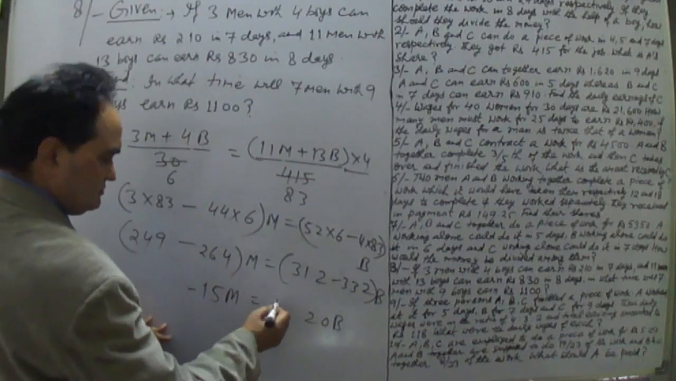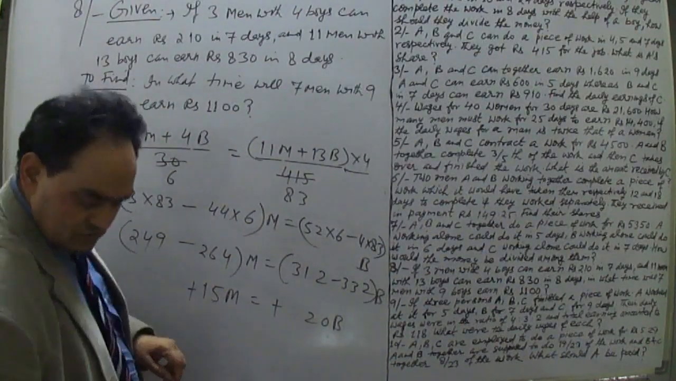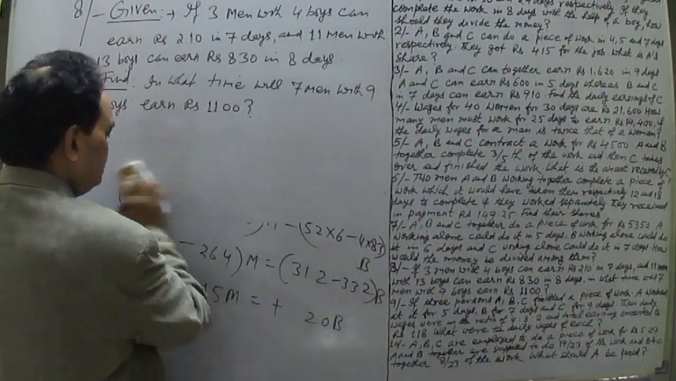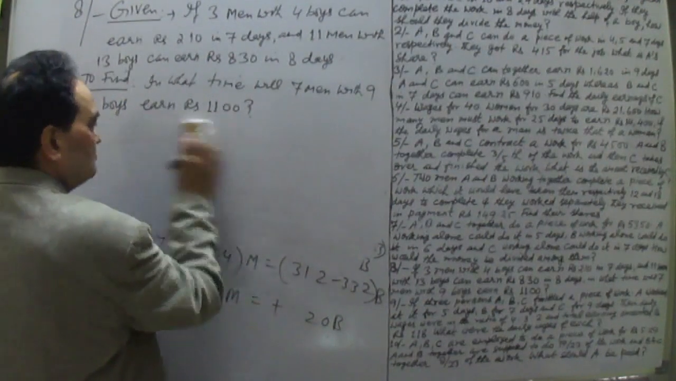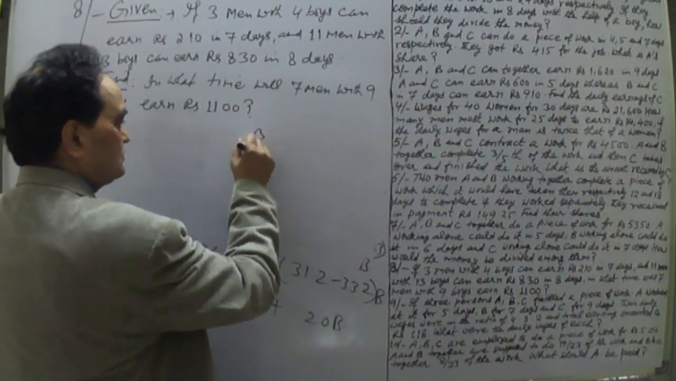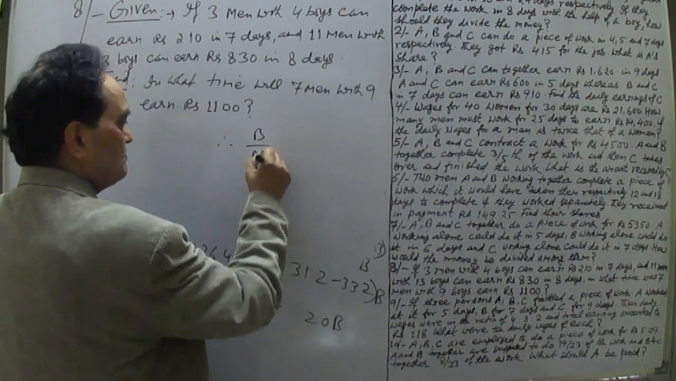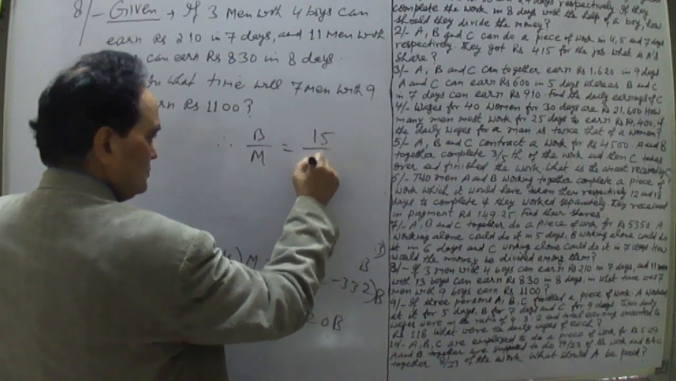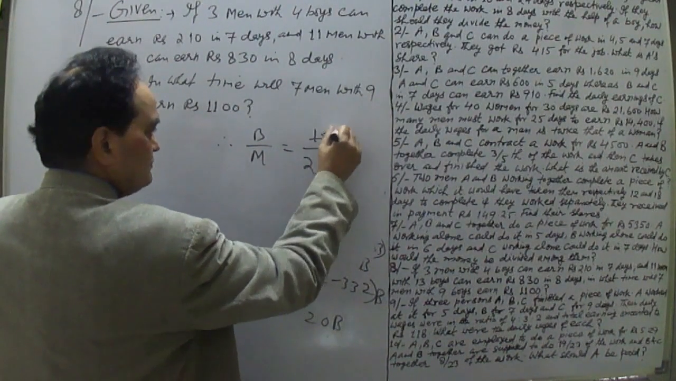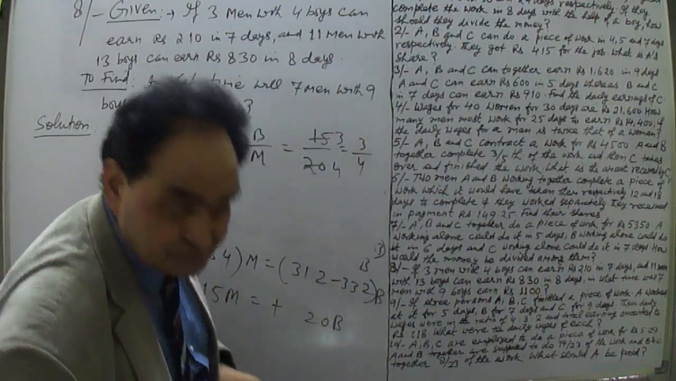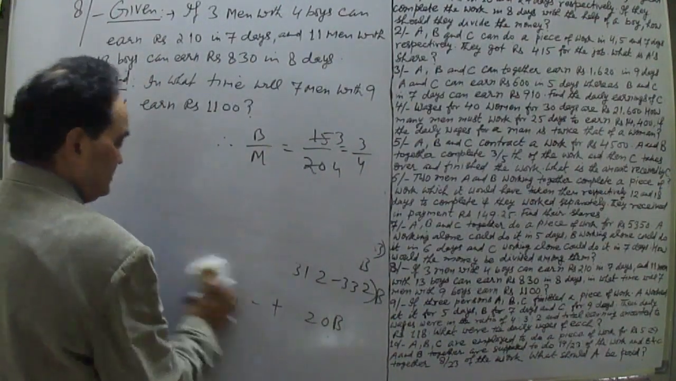Negative sign becomes positive. So therefore B upon M, finally we have obtained the relationship between boy and man. B upon M equal to 15 upon 20. That means 3, 5s are 15, 5, 4s are 20, so 3 upon 4. This is the value of the relationship between man and boy.